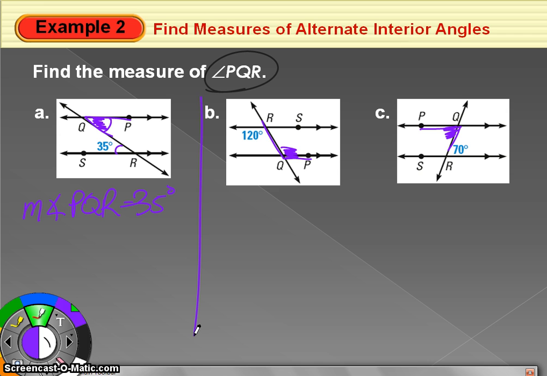Number 2 then, the measure of angle PQR is going to be 120. Make sure you put the degree symbol on there, please. That's a notation issue, notation standard. And then lastly, the measure of PQR is going to be 70 degrees. Okay, I hope those make sense. And we'll do something with that later in class too.